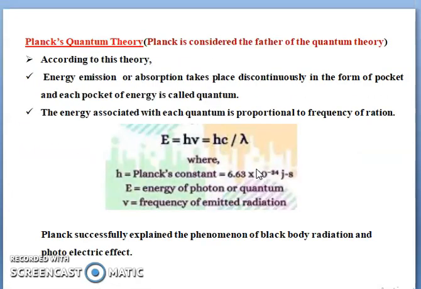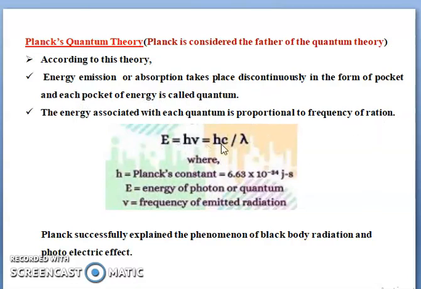Next you can see Planck's quantum theory. Planck is considered the father of quantum theory. According to this theory, energy is emitted or absorbed discontinuously in the form of packets, and each packet of energy is called a quantum. The energy associated with a quantum is proportional to the frequency of radiation.